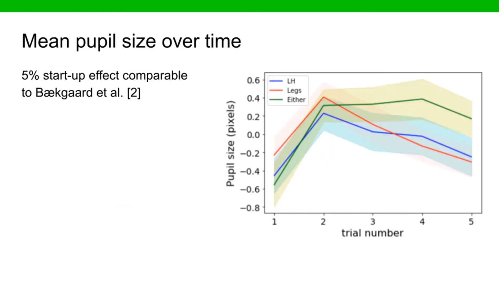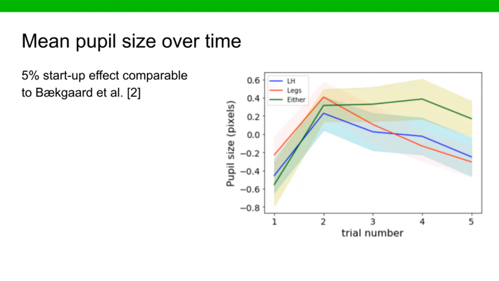Fletcher et al. Here we plotted for the three selection methods the mean value of the pupil diameter on the y-axis by trial number within each sequence on the x-axis. The pupil size varies with time. We observed a startup effect from the first to the second task of approximately 5%, comparable to the findings reported by Bekgaard et al. For the selection method either, shown in green, pupil size stabilized hereafter.